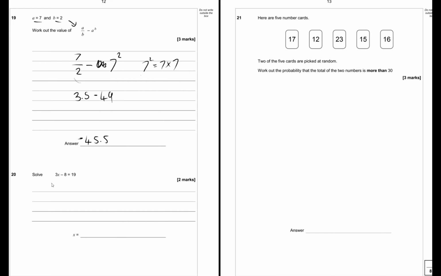Okay, question 20. 3x minus 8 equals 19. So what can we do here to solve for x?